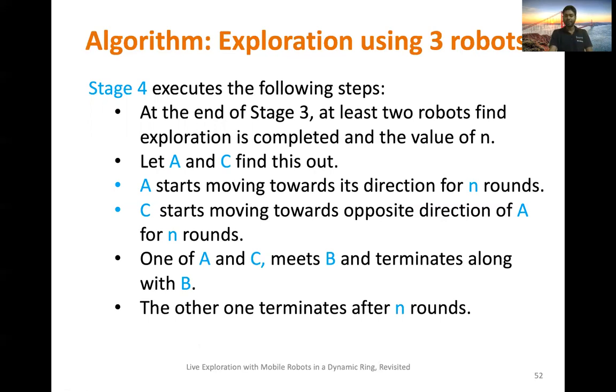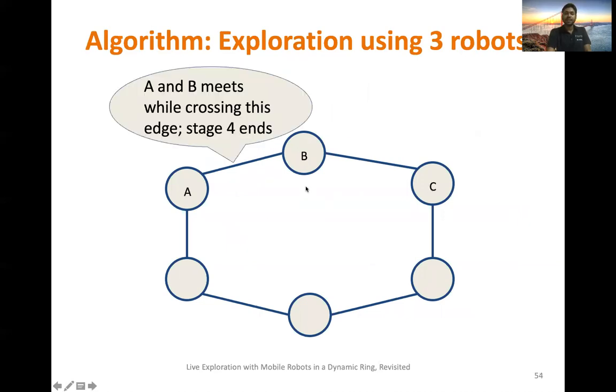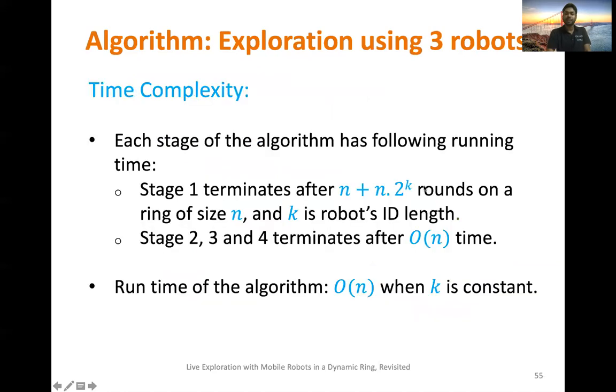Otherwise it does not meet B. Why? Because the adversary can block, as they are moving in opposite directions, only one robot, one of A or C, not both, right? So one of them must meet B. So this finishes. This is an example. Let's say after meeting, A is moving in its direction and C is moving in this direction. And A, let's say, crosses this edge. That means A and B meet. So A and B can terminate and C can terminate after n rounds.